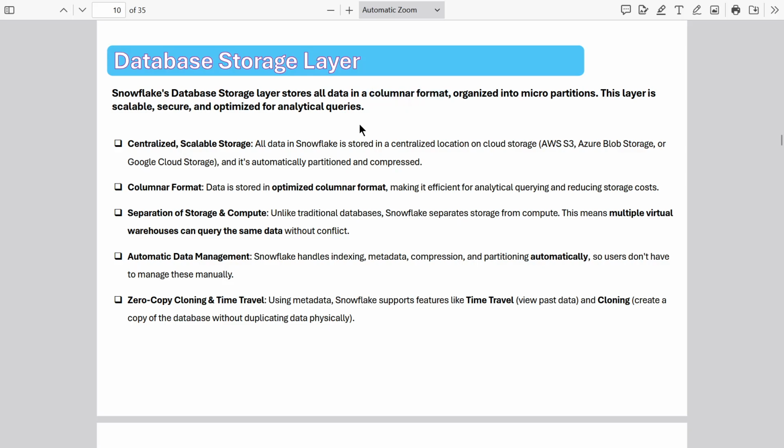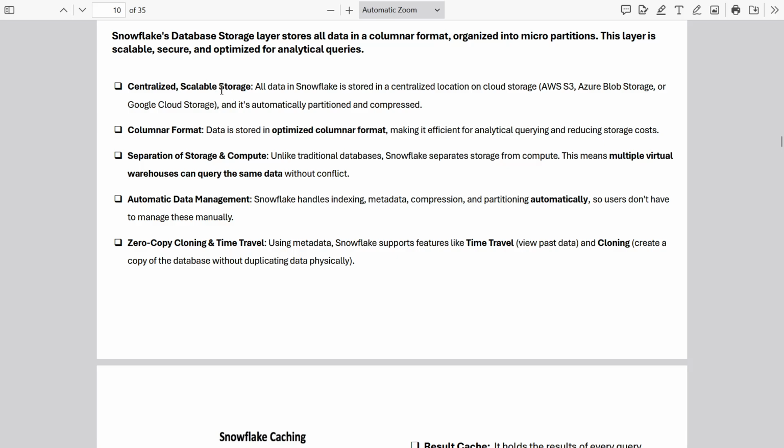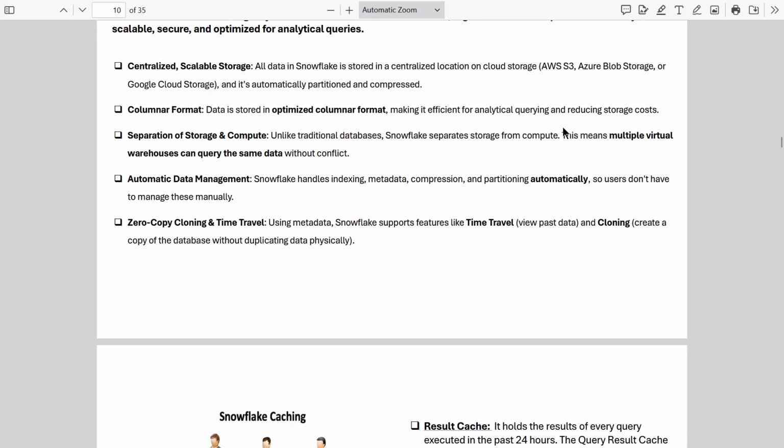queries. Fine. So the centralized scalable storage: all data in Snowflake is stored in a centralized location on cloud services like AWS S3, Azure Blob Storage, or Google Cloud Storage. It's automatically partitioned and compressed. So centralized storage is there. Columnar format means data is stored in optimized columnar format, making it efficient for analytical querying and reducing storage cost. Fine. And separation of storage and compute.